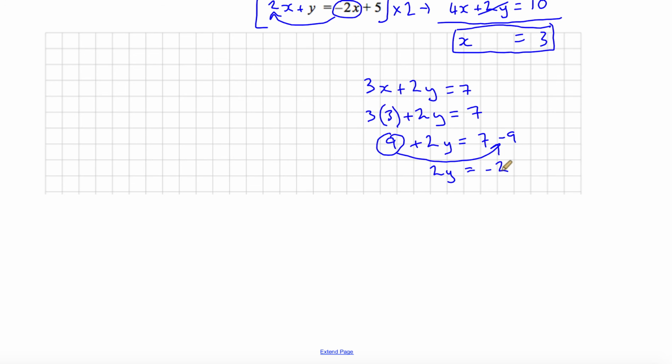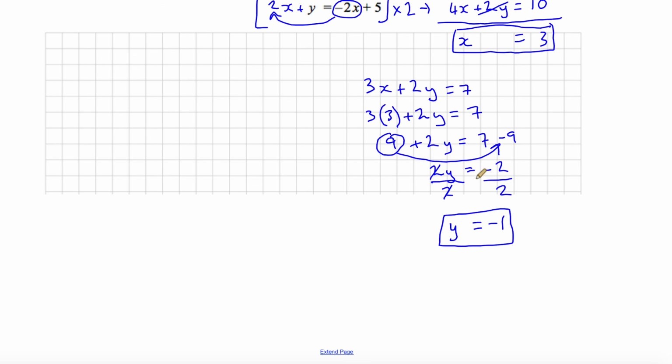So if 2y is equal to minus 2, now I can just divide both sides by the coefficient of y, or the number in front of the unknown. If I divide this by 2, well, I must do the same to the other side. Why did I divide by 2 here? Because these 2's then cancel, leaving me with y. And minus 2 divided by 2, you can do this on your calculator or in your head, but it gives you minus 1. So my y value is minus 1.